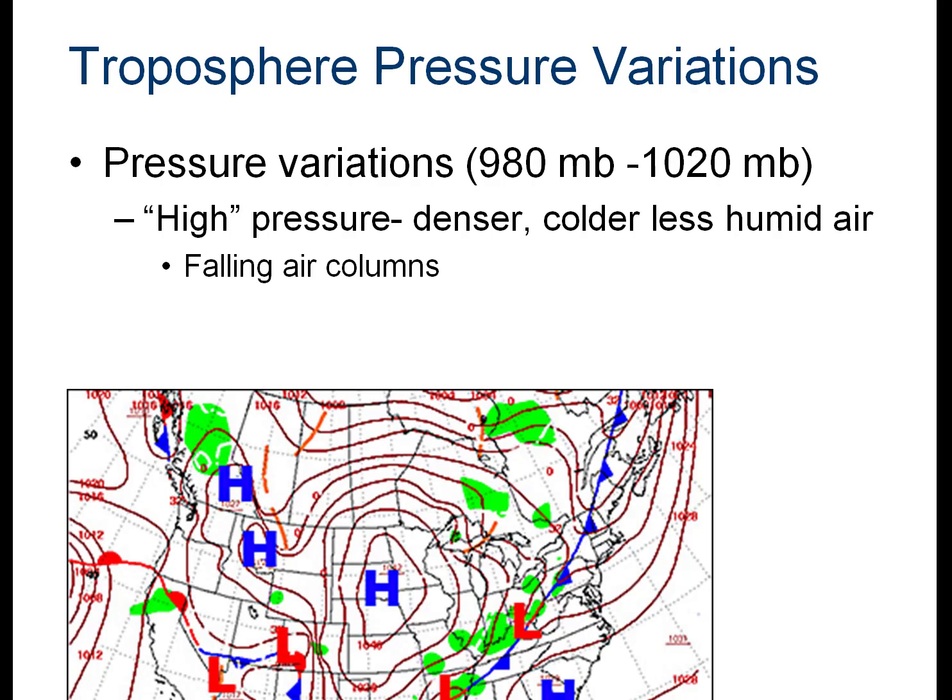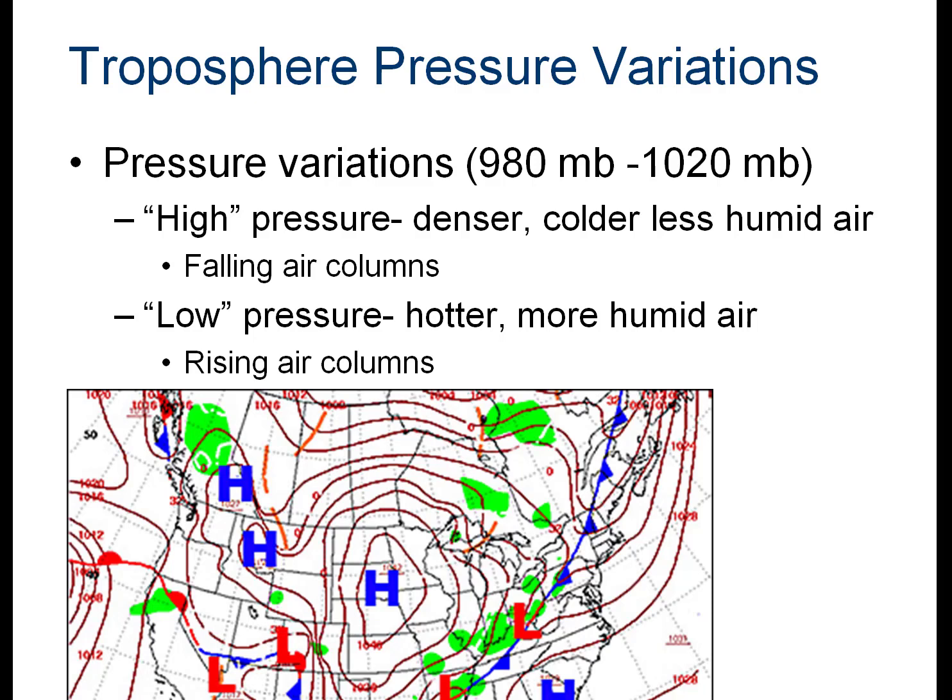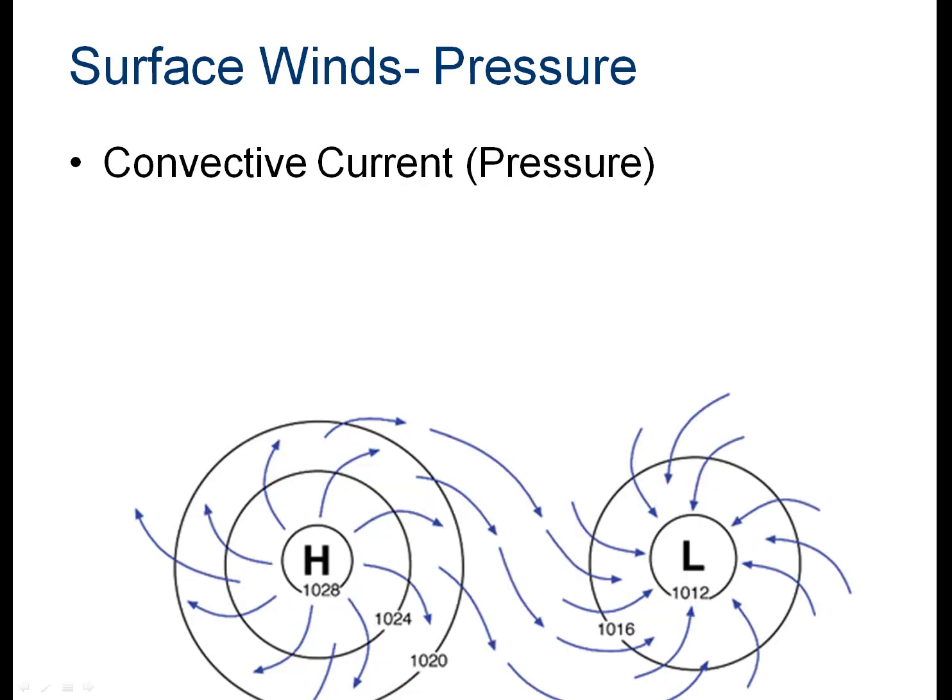So the highs have generally falling air columns because the air is dense. The denser air falls. The lows are hotter, more humid air. They're rising air columns. So if you look at a cloud on a hot summer day, you'll see it boiling up. That's where you're physically seeing the rising air column associated with a lower pressure.